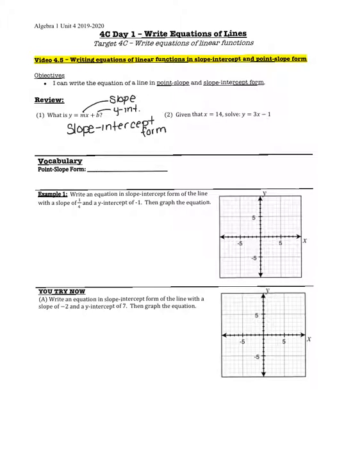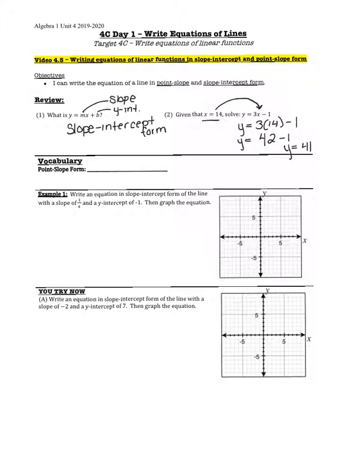And then number 2, this is just good review. We want to solve the equation for when we are given x. So we're going to take that value for x and plug it in over here. So I would write y equals 3 times 14 minus 1. All right, so 3 times 14 is 42. And then minus 1, we get 41.